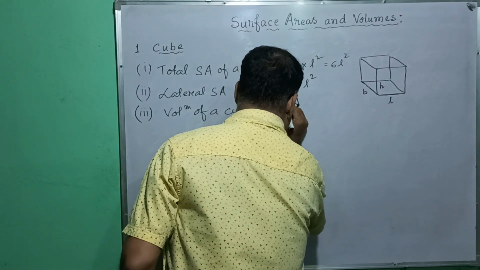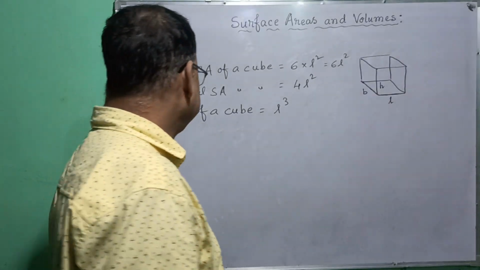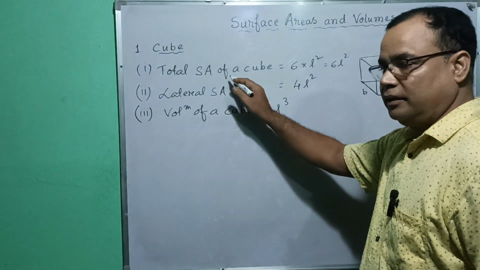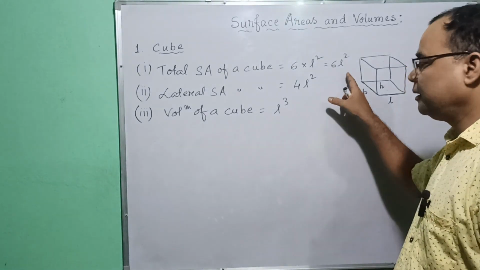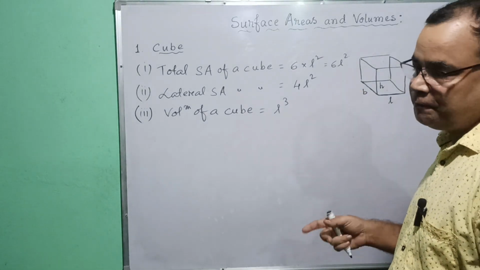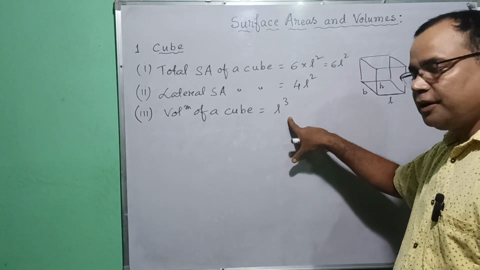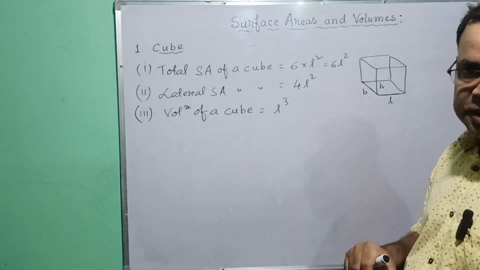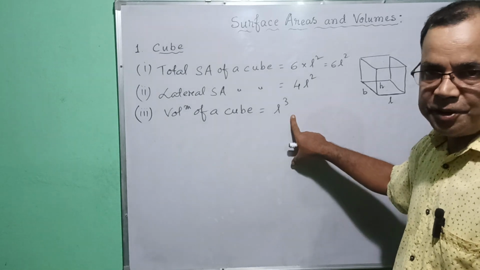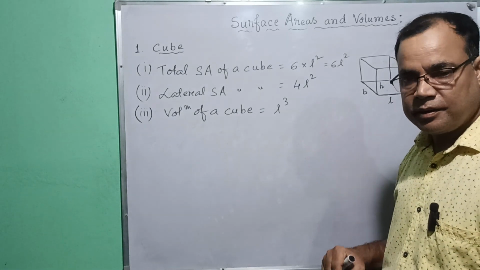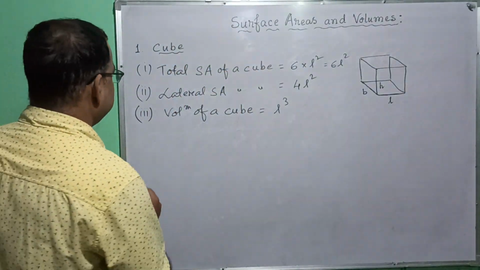L cube. And one thing we must remember: in case of area, our unit will be square. If it is given in meters, it will be square meter. If it is given in centimeters, then centimeter square. And in case of volume, if it is given in meters, the unit will be meter cube, or we can say cubic meter. Or if it is given in centimeters, then cubic centimeter or centimeter cube. That one you must remember.